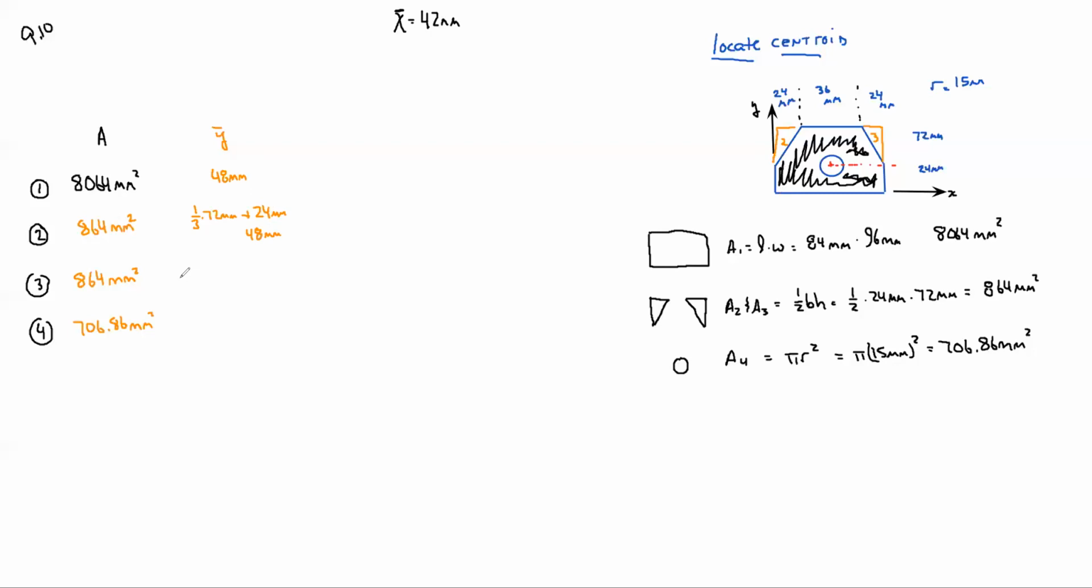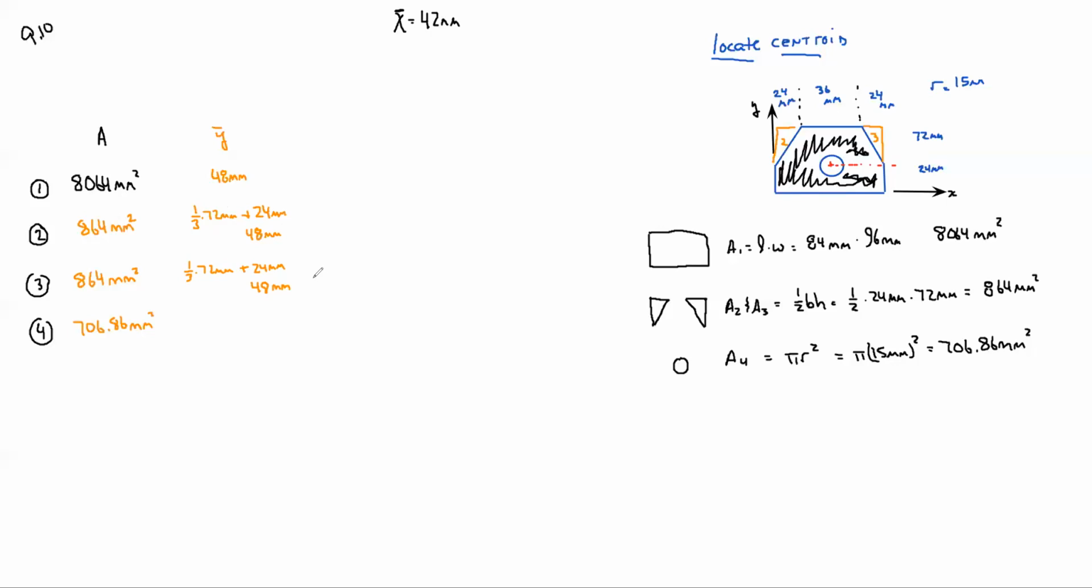Shape 3 is also a triangle, so same deal. It's 1/3 times the height. The height is 72 millimeters, just like the first one was. And then we have to add the distance to get there. So to get to the triangle, if we start at the x-axis and start walking up, we would have to walk up 24 millimeters. And if you do the arithmetic, you better get 48 millimeters like we did for the second one.